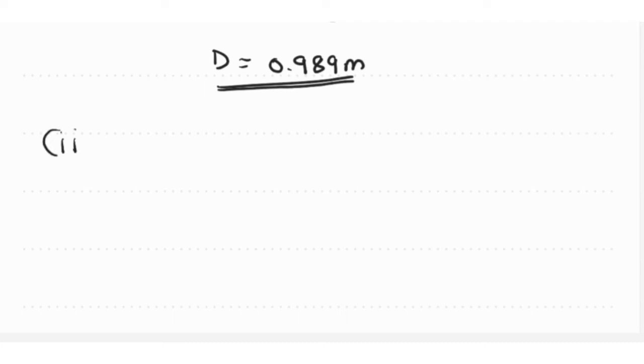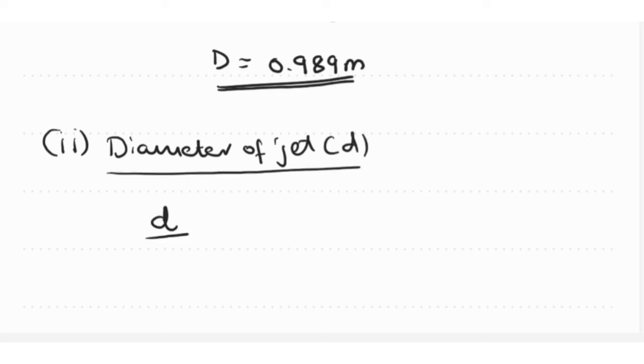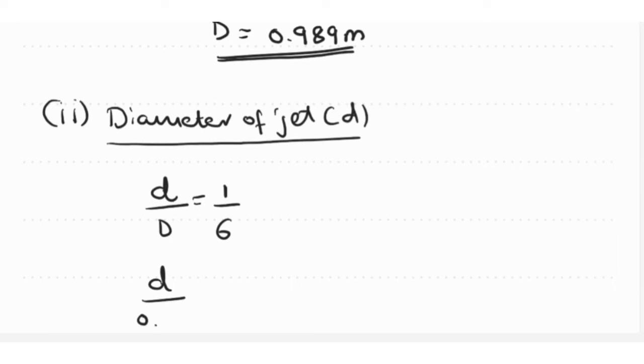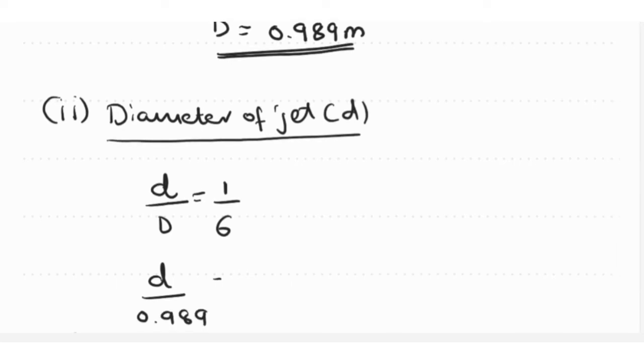So that is diameter of jet, that is denoted as small letter d. So d by D is given as 1 by 6th. So d divided by capital D, 0.989, is equal to 1 by 6. Therefore diameter of jet d is equal to 0.165 meter.